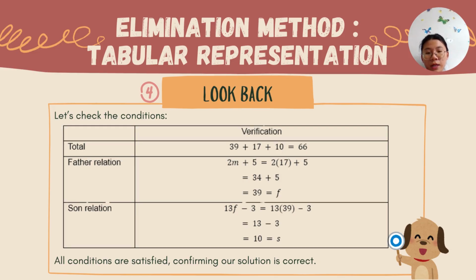We also substitute the answer we find, m equal to 17, into the equations, and we will get the same answer, which is 39. And for the sign relation, we also substitute the answer we get, which is f equal to 39, into the equation. We also get the same number, which is s equal to 10. So all the conditions are satisfied, and we can confirm that our solution is correct.